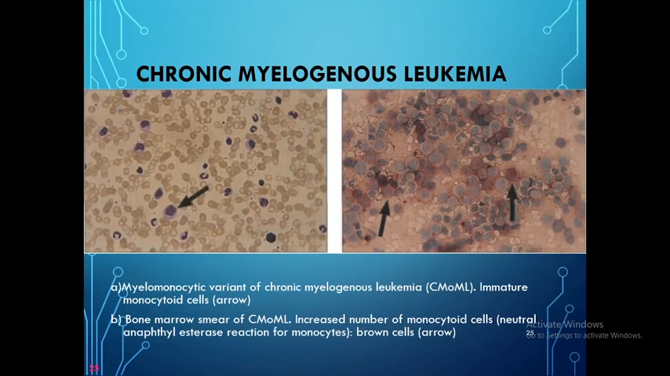CML here in these photographs. On the left side you can see the myelomonocytic variant of chronic myelogenous leukemia, with immature cells, and a bone marrow smear of chronic myelogenous leukemia, or CML, with an increased number of monocytoid cells.